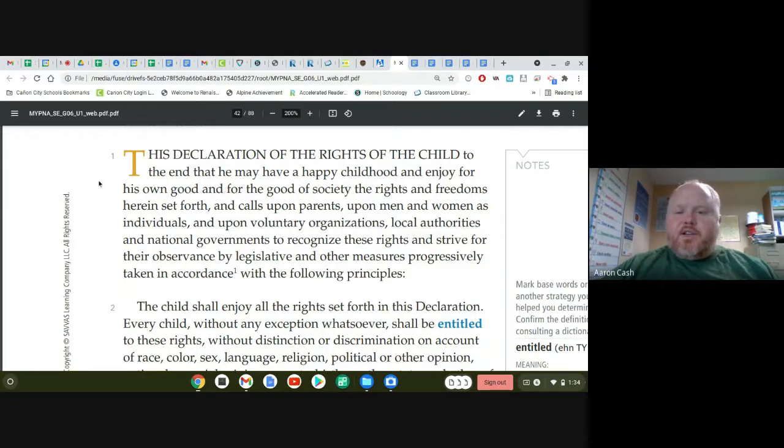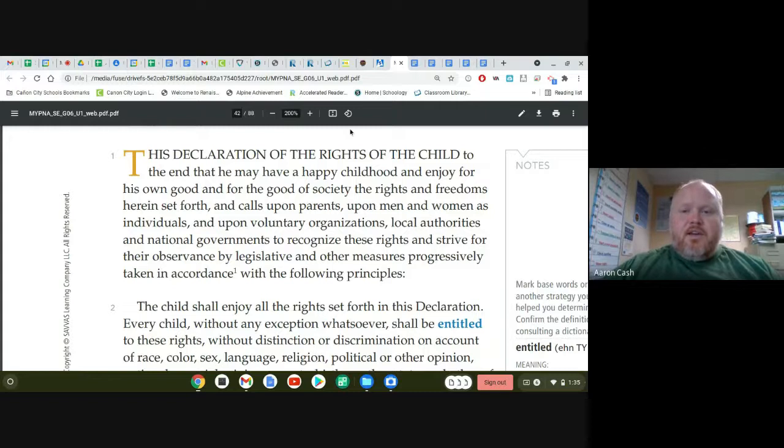The Declaration of the Rights of the Child, to the end that he may have a happy childhood and enjoy for his own good and for the good of society the rights and freedoms herein set forth, and calls upon parents, upon men and women as individuals, and upon voluntary organizations, local authorities, and national governments to recognize these rights and strive for their observance by legislative and other measures progressively taken in accordance with the following principles. That's really confusing. I understand that's really confusing.